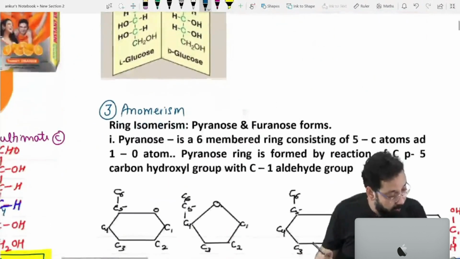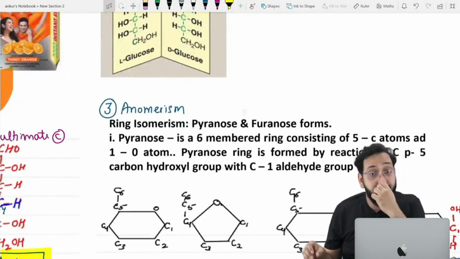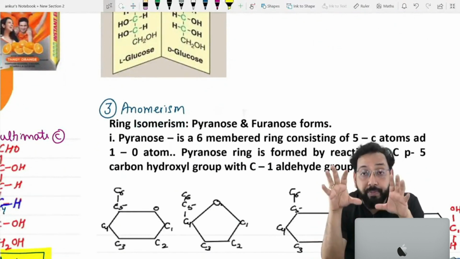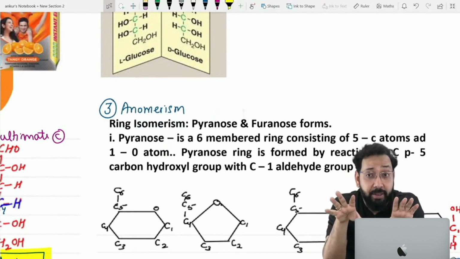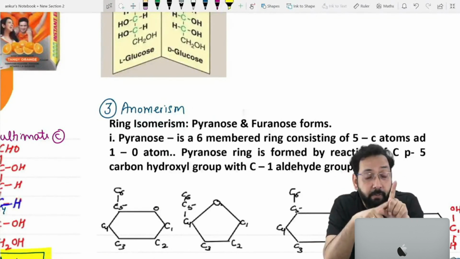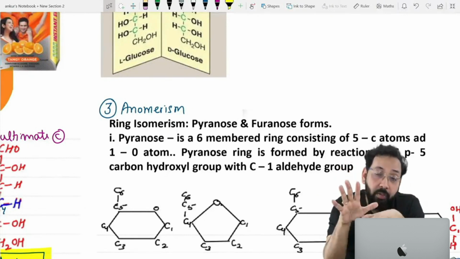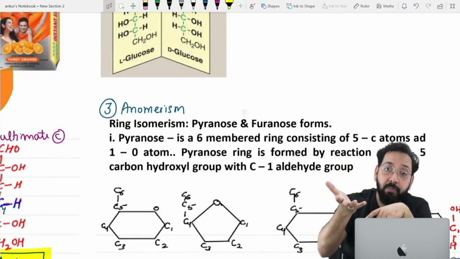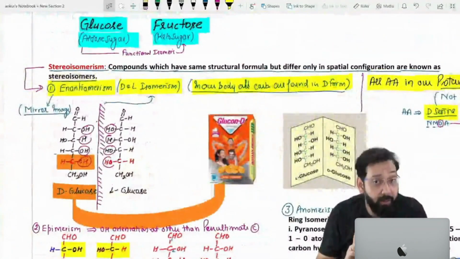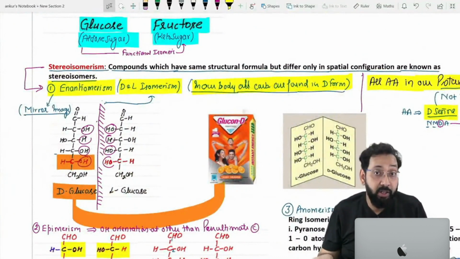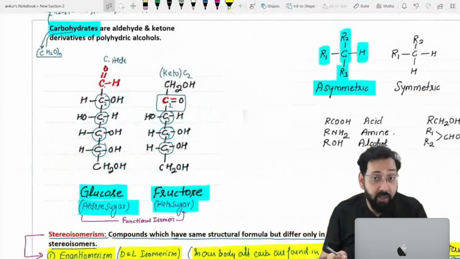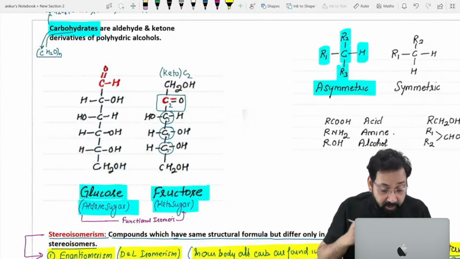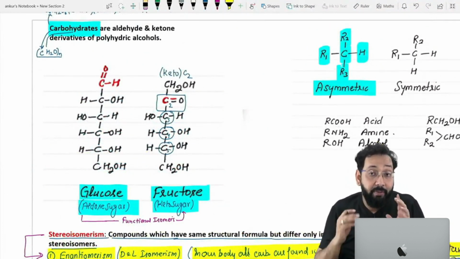What is anomerism? You have all seen that whenever we draw the structure of the pentose sugar, ribose sugar, in a nucleotide, we always draw it in a cyclical form. Any carbohydrate having 5 or more than 5 carbon acquires a cyclical structure. So glucose will acquire a cyclical structure, and fructose will acquire a cyclical structure.